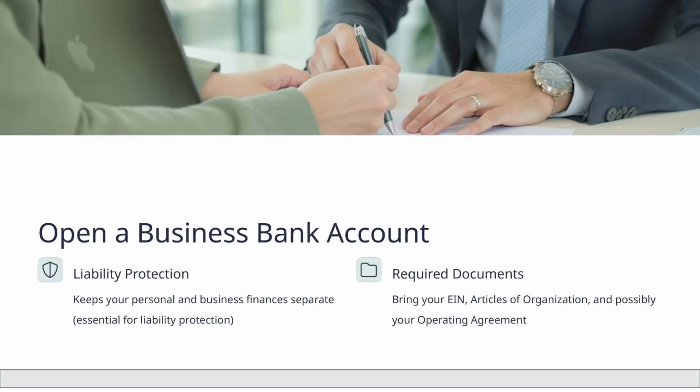Next, open a business bank account. It is important to keep personal and business finances separate. To set up an account, bring your employer identification number, articles of organization, and your operating agreement if applicable. This separation is essential for protecting personal assets and maintaining clear financial records.